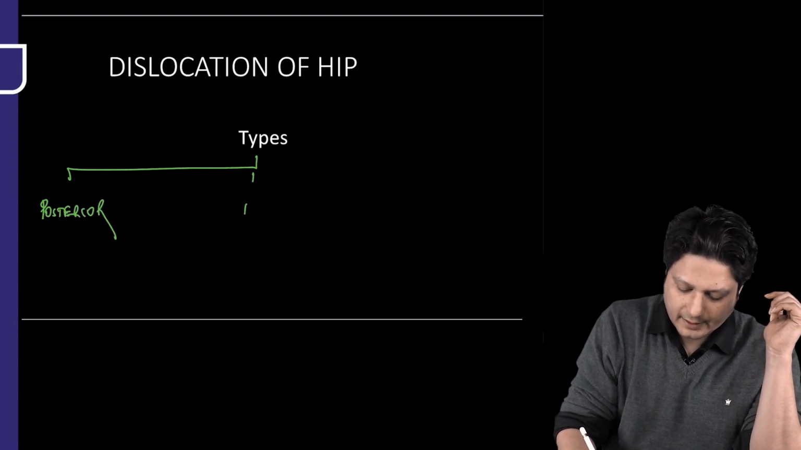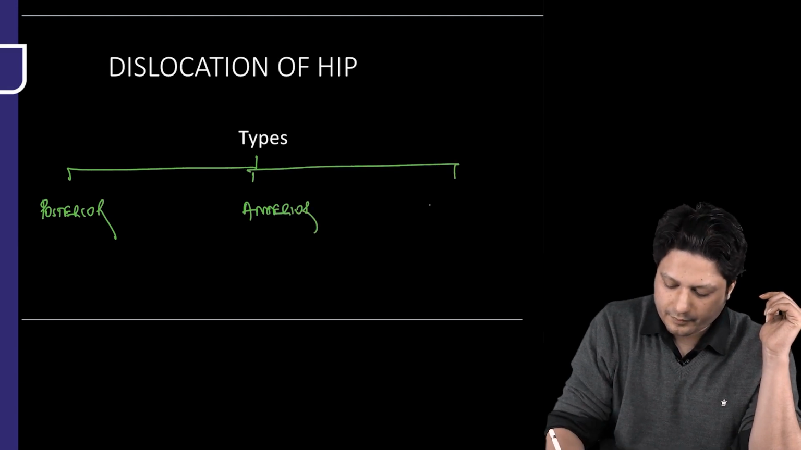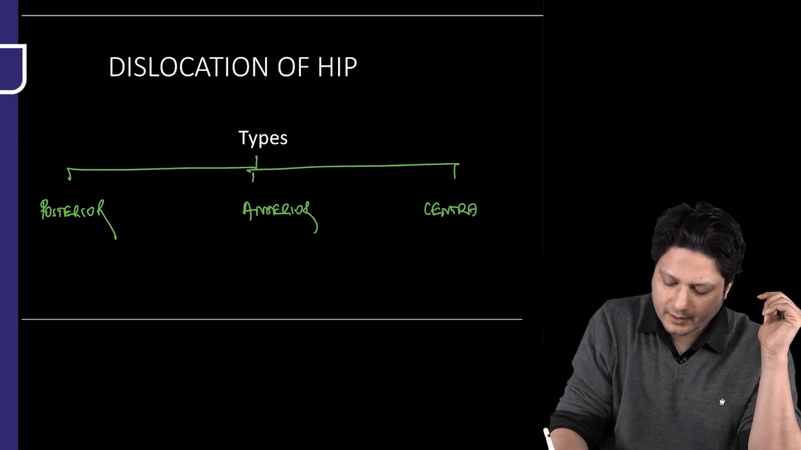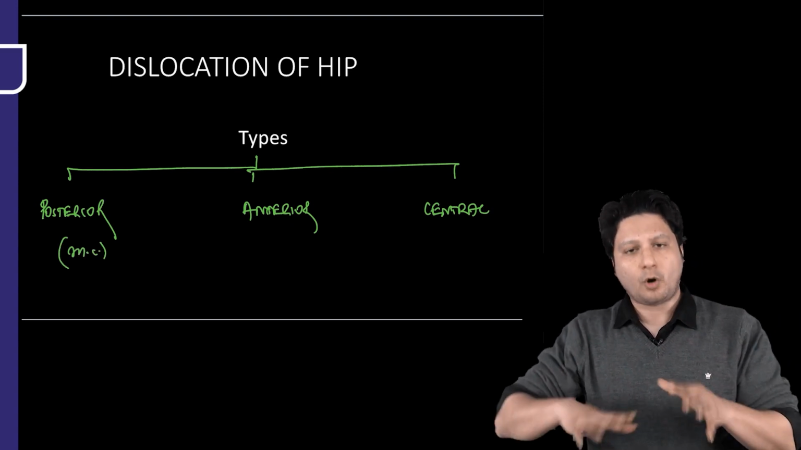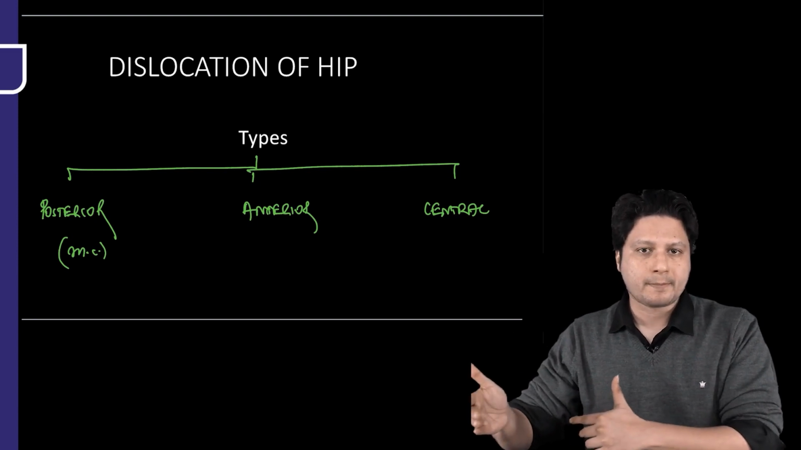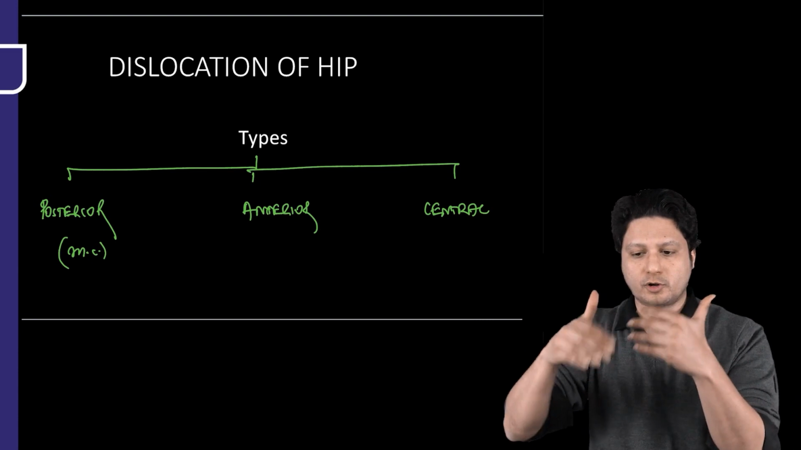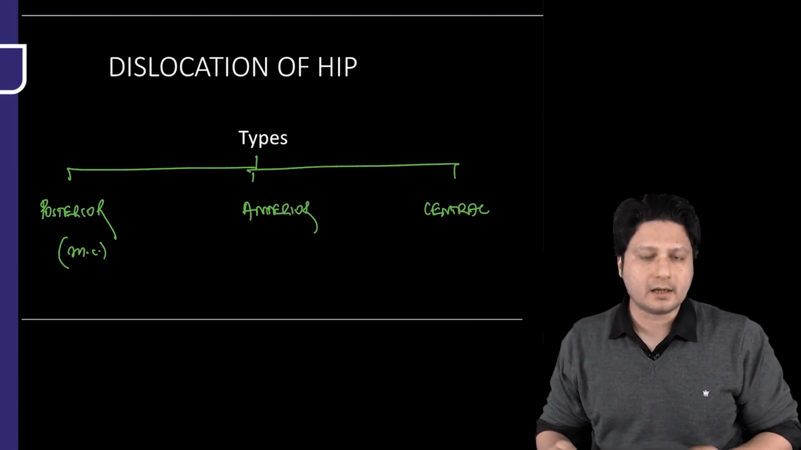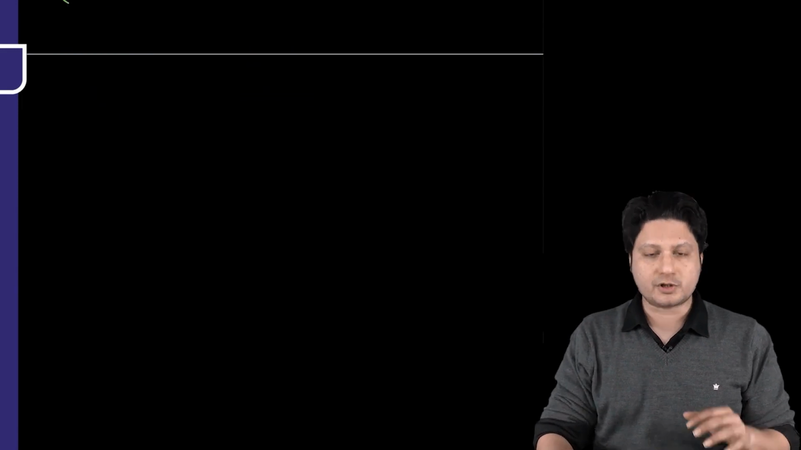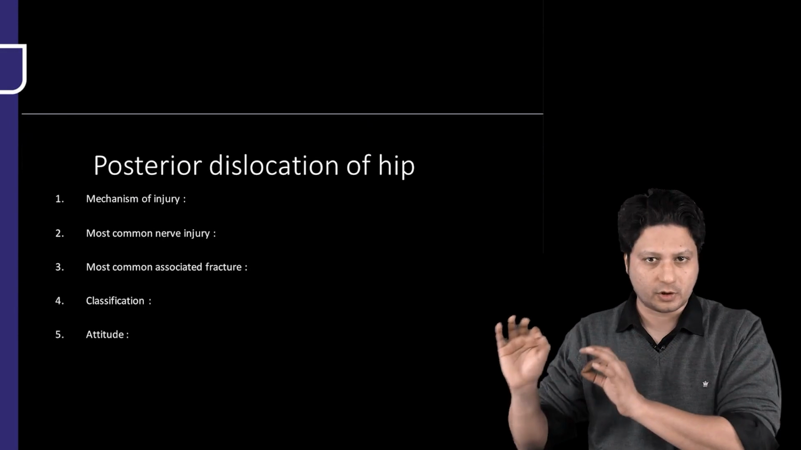Then the second one is anterior type. And the third one is central type. Now, as far as the three types of dislocation of the hip joint is concerned, although there are other variations also, there could be a combination also, but what for your examination you have to remember is the posterior, the most common type, the anterior, and the central type. Now let's have a discussion of the posterior dislocation of the hip, because that is the most common type of the dislocation of the hip joint.